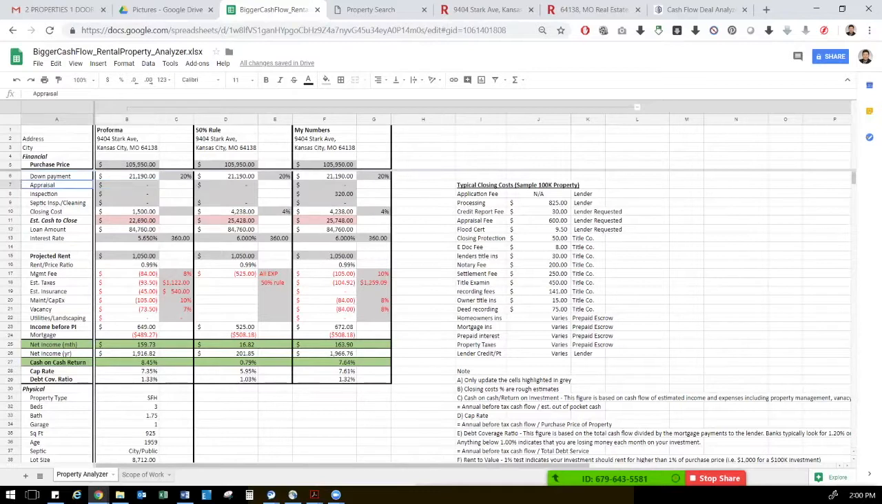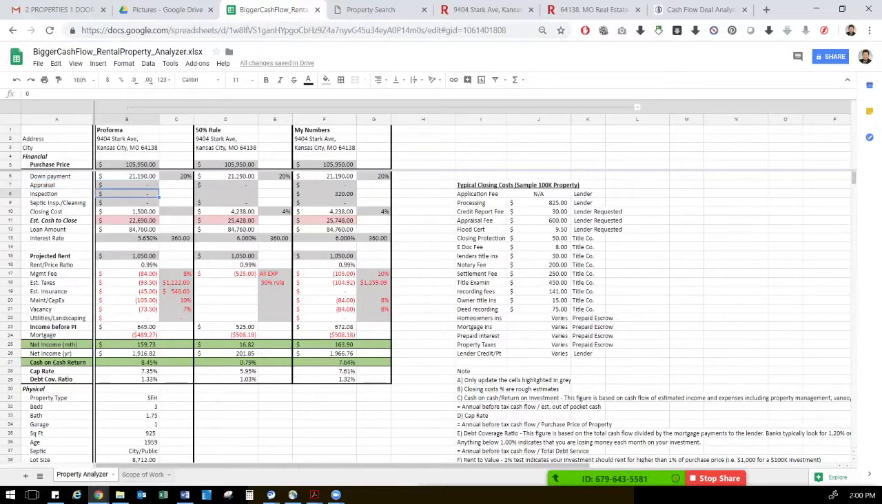Appraisals, sometimes people put it with the closing costs. So it really depends. If it's not included in your estimated closing cost, that's where I would put it here. I want to capture all of the expenses so that there's no surprise to my numbers.